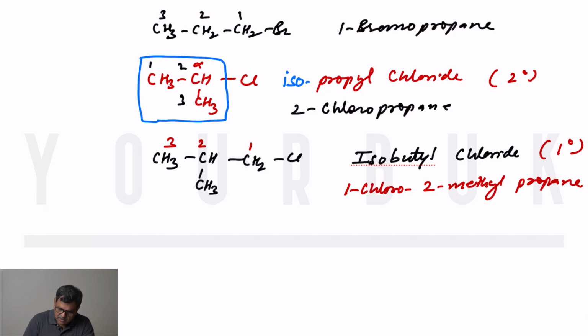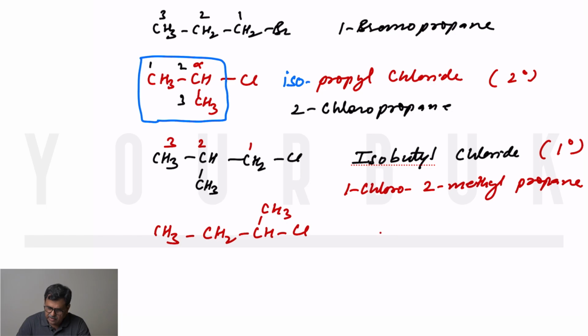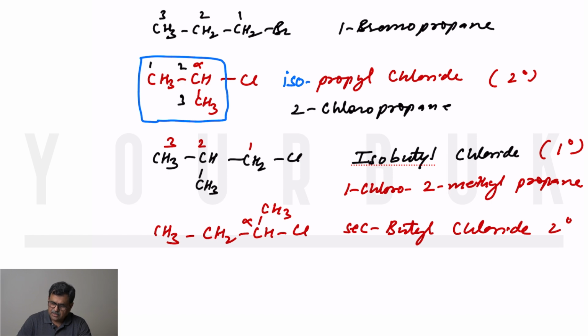Now some more examples. CH3CH2CHClCH3. Again we have 4 carbons present, so we write butyl and then chloride. The alpha carbon is attached to 2 other carbons, so this is 2 degree and we write sec as a prefix. For the IUPAC name, the longest chain has 4 carbon atoms, 1, 2, 3, 4. So its name is 2-chlorobutane.